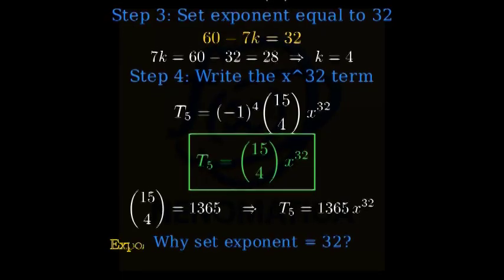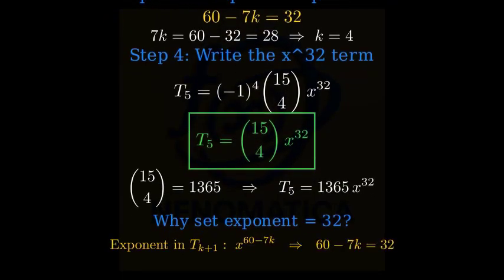Quick insight. Each term in the expansion has x raised to the power 60 minus 7k. To get exactly x to the 32, the exponent must equal 32. That is why we set 60 minus 7k equal to 32 to find k.